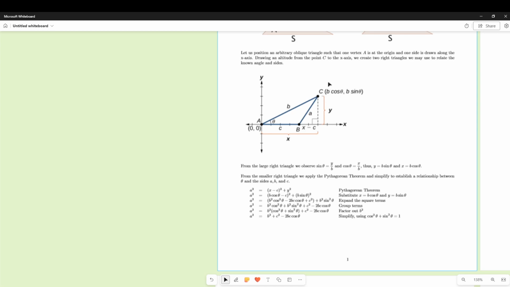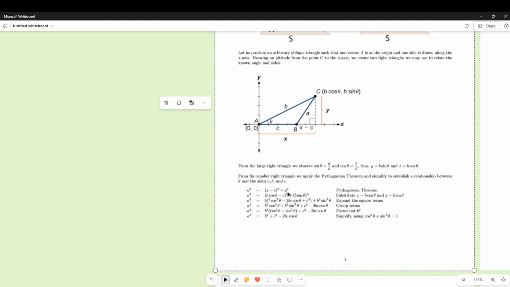And we have x and y in terms of the b and sine theta, so we can use Pythagorean theorem on those pieces with the x and the y in terms of b cosine theta and b sine theta, and simply simplify that Pythagorean theorem into a nice tool.